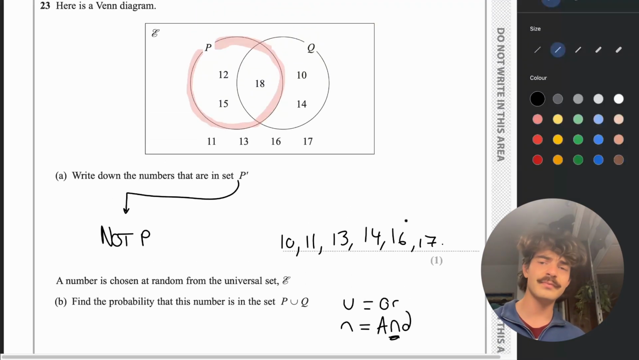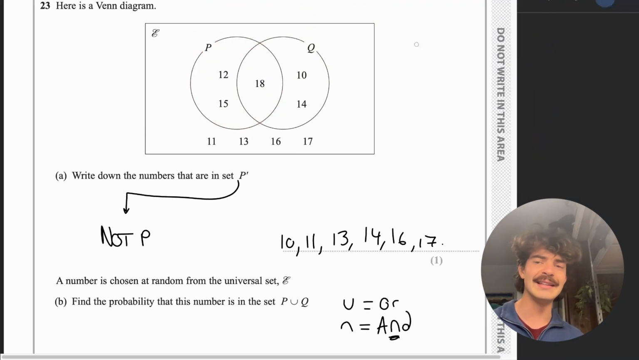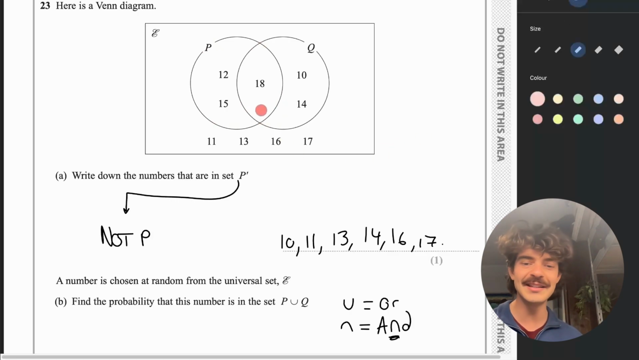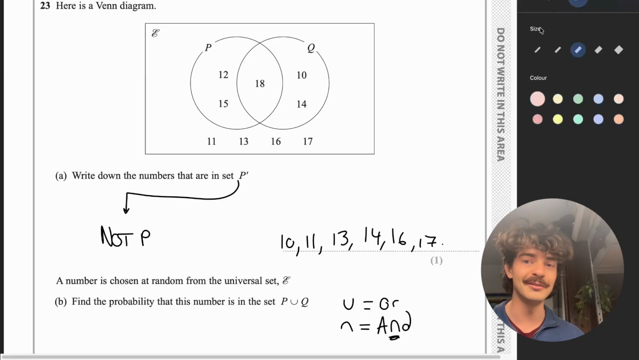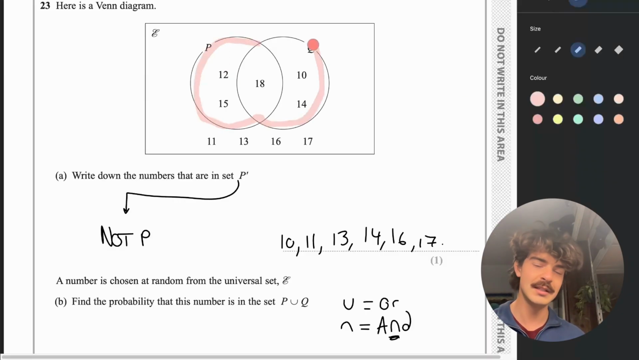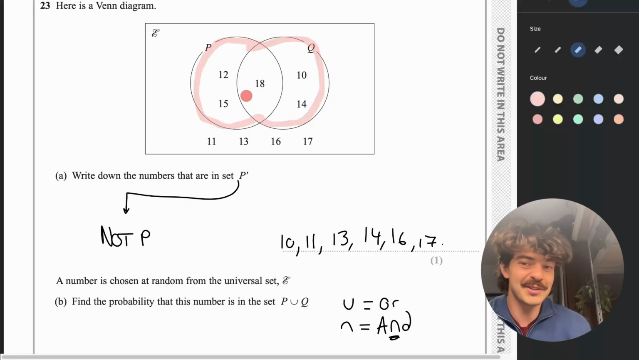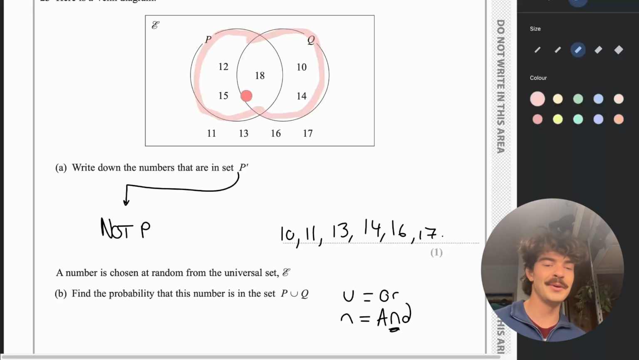So what's the difference between these two things, and or? Well, and is when it's in both P and Q. And the only value that encompasses both is 18. So what are we looking for when we want or? Well, or means that it's in P or it's in Q. And it could be in both. It doesn't matter. It could be both. So we want all of those values.